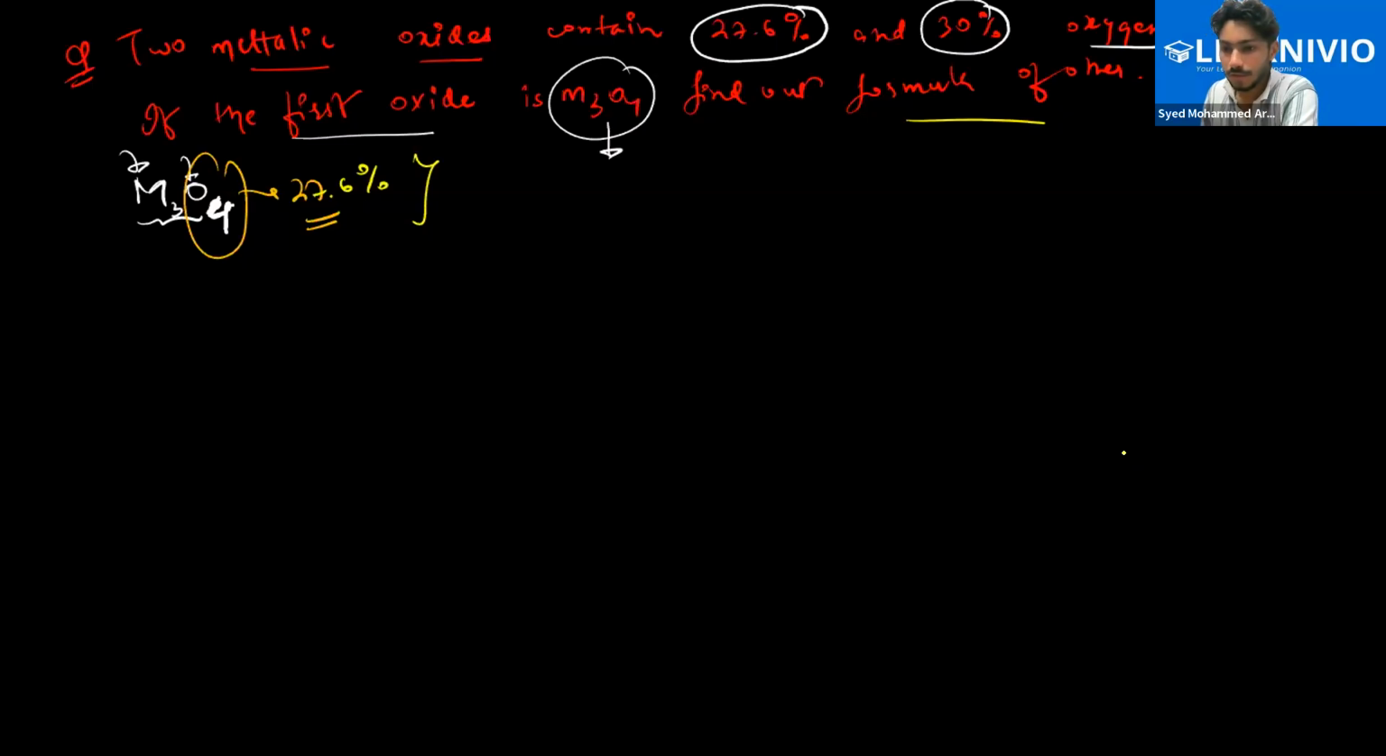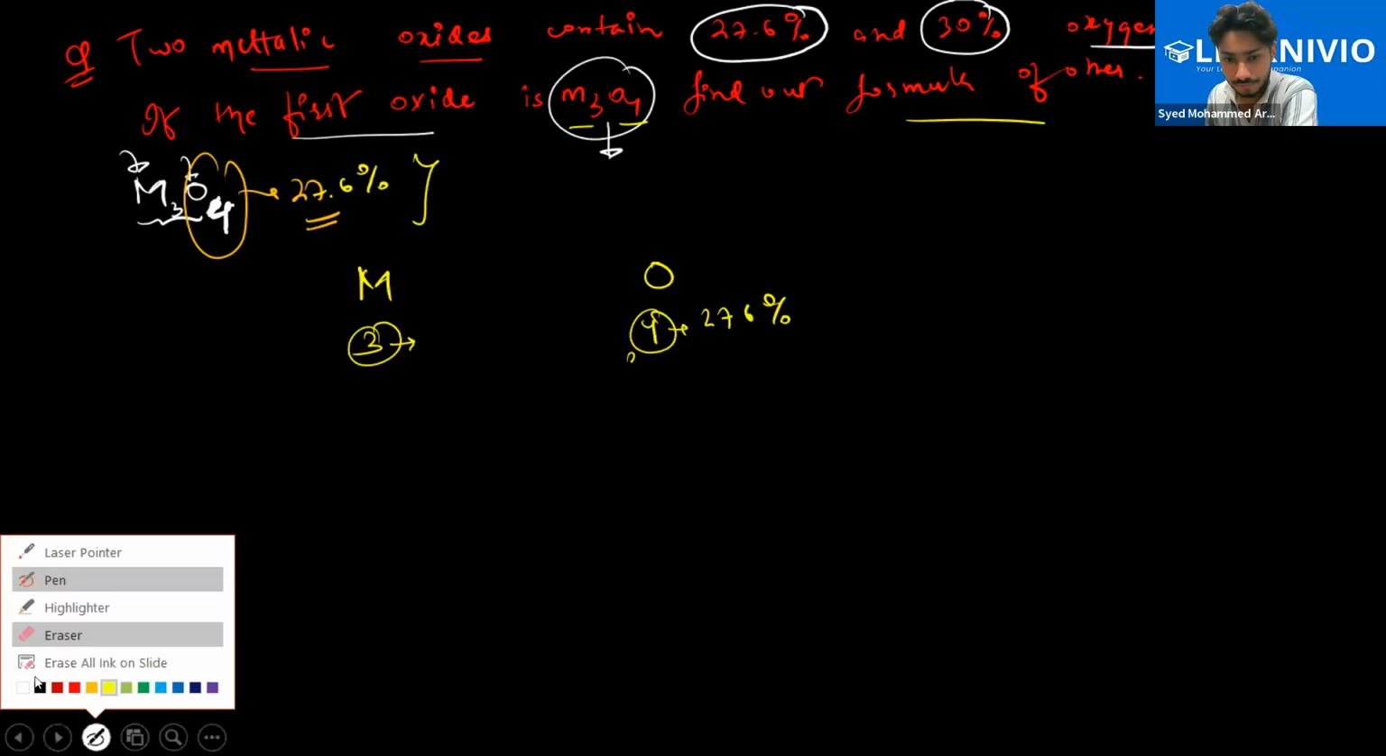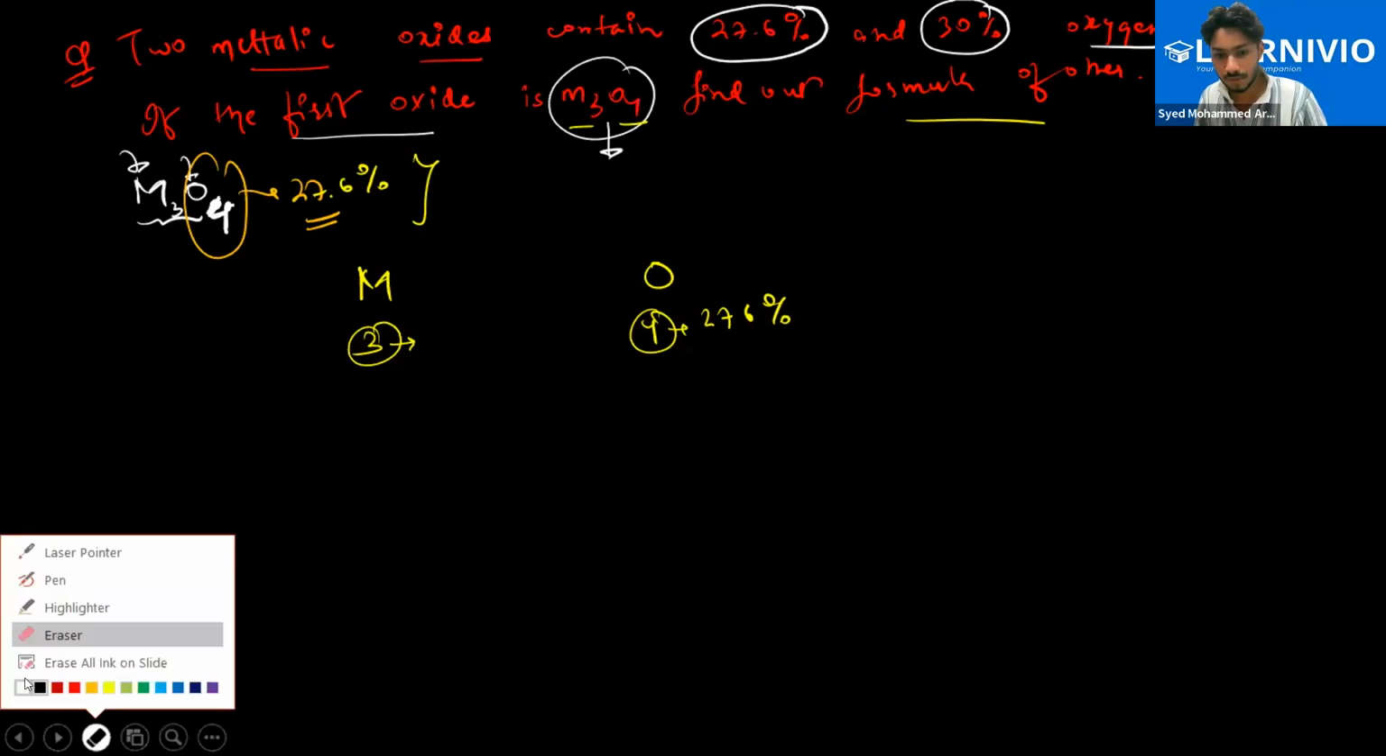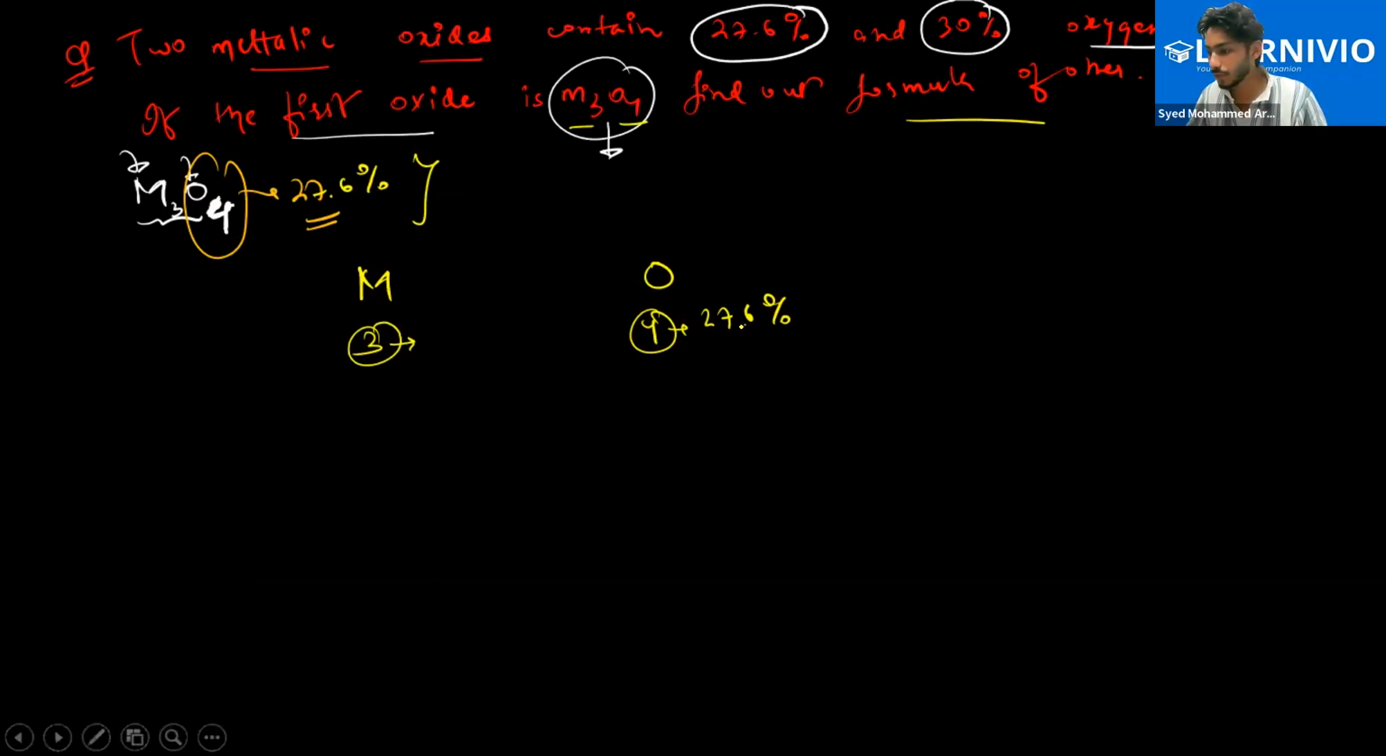So first of all, I'm writing the metal and oxygen like this. In the first oxide, there are three metals and four oxygens. If you see that three metals, having how much percentage? If I'm having 27.6 percentage of oxygen here, can you tell me how many percentage of metal is there? How am I able to get the percentage of metal? Just subtract this 27.6 from 100. You will get the percentage of metal.